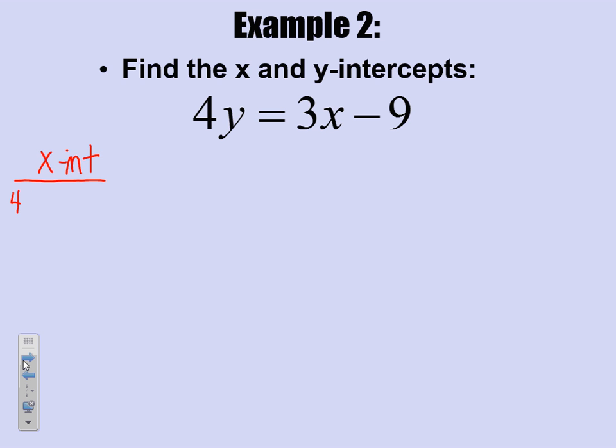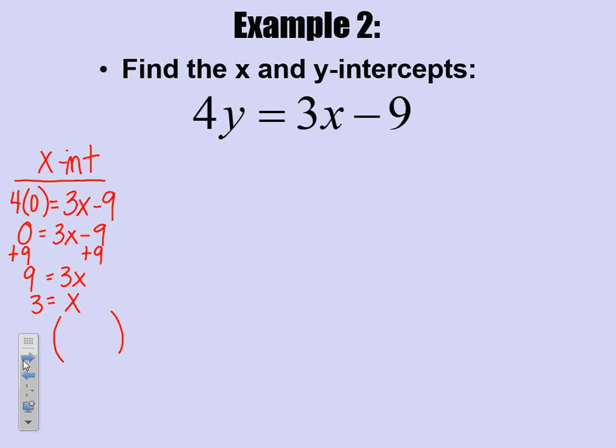So it would look like this. 4 times 0 equals 3x minus 9. And we'll simplify this. 4 times 0 is 0. 0 equals 3x minus 9, and we go ahead and solve this to get the x by itself. We're going to add 9 over, 9 equals 3x, divide by 3, x is 3. That means the point that is the x-intercept is (3, 0). And I'll do the same thing with the y-intercept.